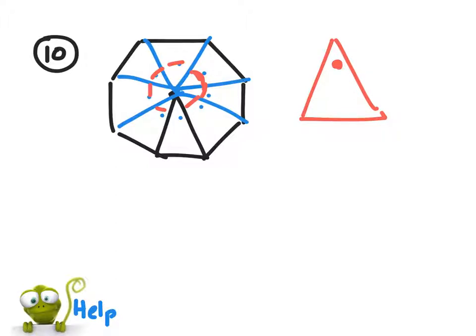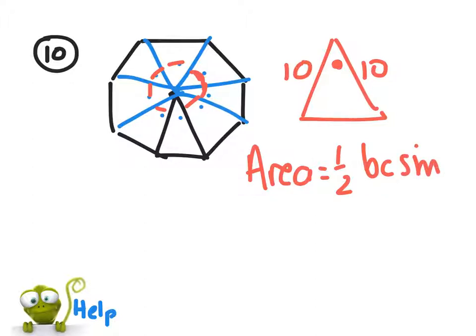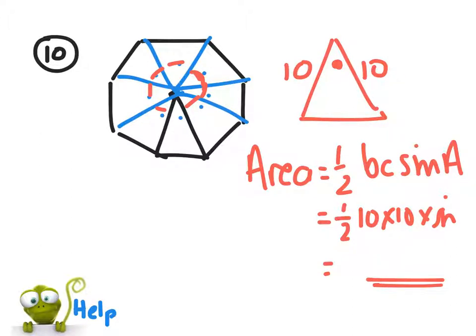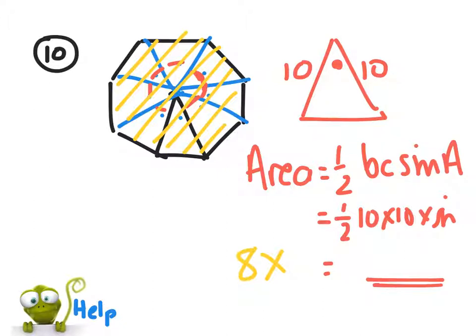You also know, because the question tells you, that these distances are 10, so we can use the formula area as a half bc sine A to get the area of the triangle. A half, 10 times 10 times sine of the angle. You've got the angle. Get the calculator to work it out. Then the second part of the question, calculate the area of the whole shape. Well, we've just said it was 8 triangles in there, so whatever answer you get, you just times it by 8.